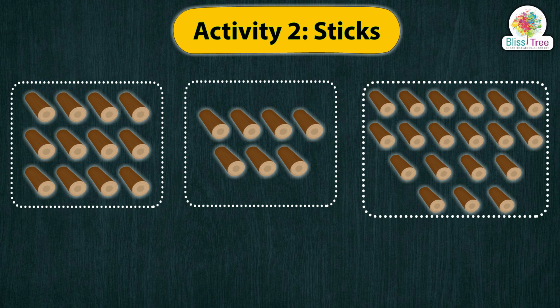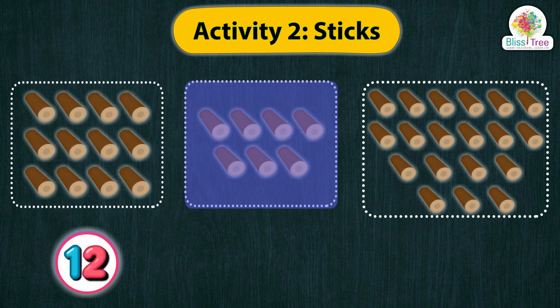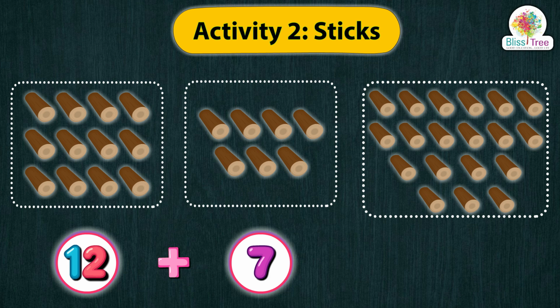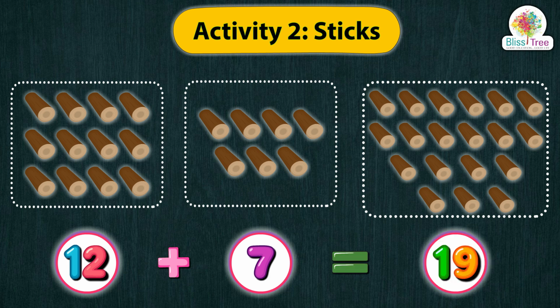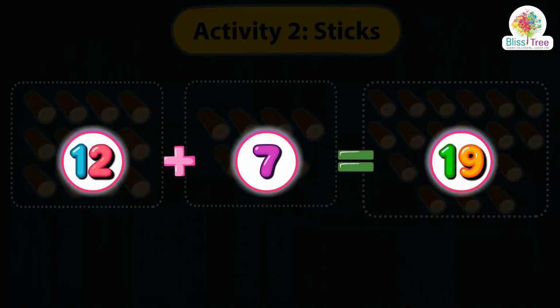See here. The first group has 12 sticks, and the second group has 7 sticks. When we put them together, there are 19 sticks in total. So we say 12 plus 7 equals 19.